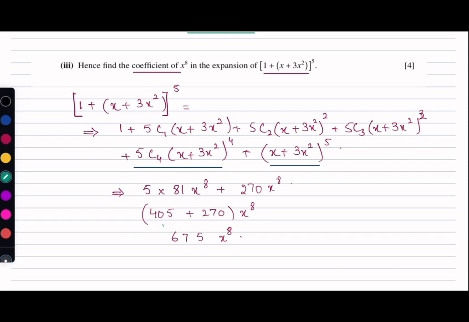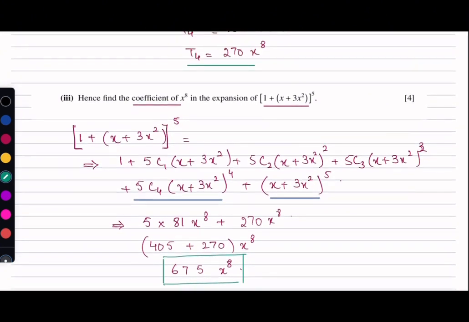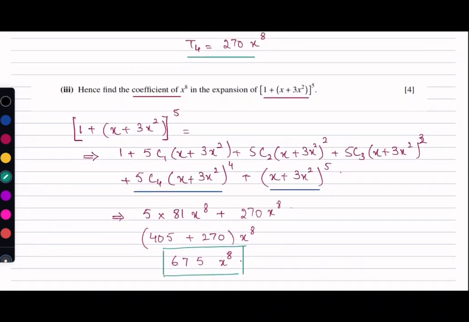So this gives us the answer for the coefficient of x to the power 8 for the expansion of (1 plus x plus 3x squared) the whole to the power 5. So this is again one question that I wanted to explain to clear the concept of binomial complex expansions here. Let's move to the next question.